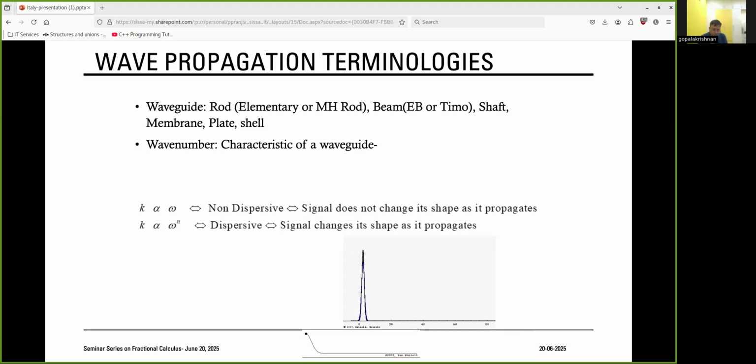And every wave is characterized by a number called the wave number, and the wave number determines the type of the wave. It is always a function of frequency. If it is a linear function of frequency, then the waves are called non-dispersive, and the signal does not change as it propagates. If the wave number is a complex function of frequency, then the waves are called dispersive, and the signal changes its shape as it propagates. Next slide, please.